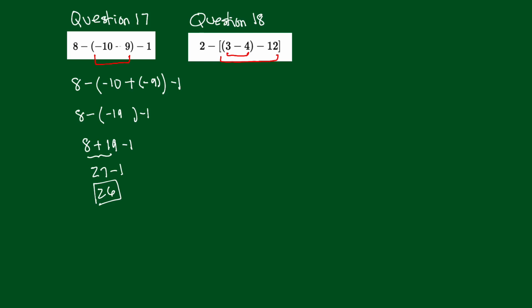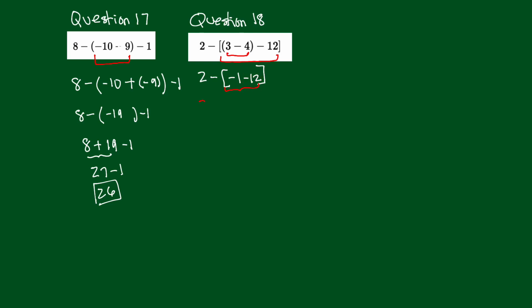Now I'm going to rewrite this whole expression here. 2 minus square bracket. Now what is that 3 minus 4? 3 minus 4, if you have 3, you lose 4, you're down 1. So I'll have a negative 1 here. And then I've got that minus 12. Now let's work inside this grouping symbol right here. Now change subtraction to addition. So I see I have a subtraction. Change subtraction to addition of the opposite of that 12.